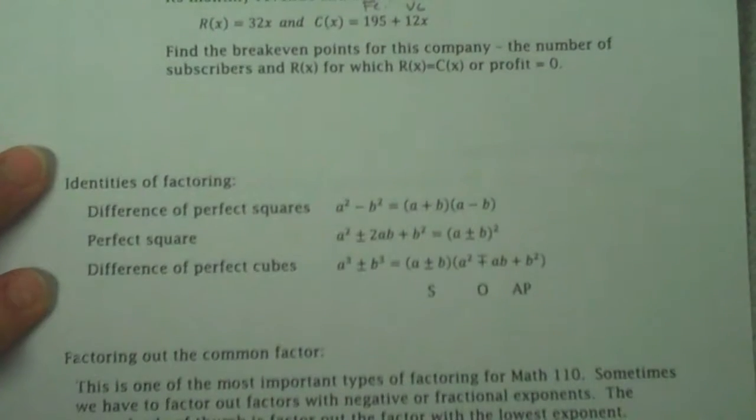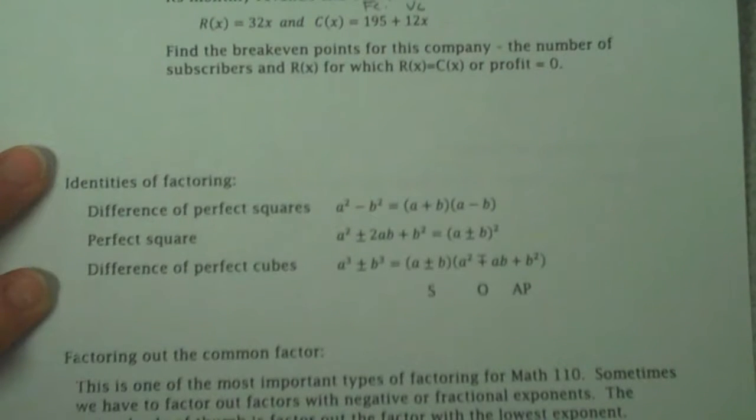I would still have $195 that I have paid out. So I'd be in the hole $195. Then if I decide to start making products, the variable cost takes over. So every product I decide to make is going to cost me $12. And that's the two pieces of our cost function that we want to take into consideration.